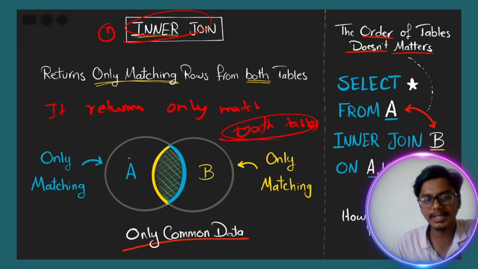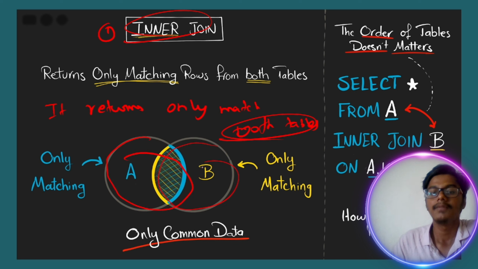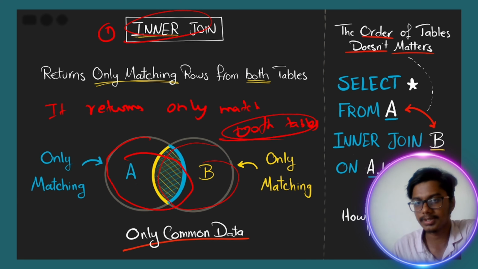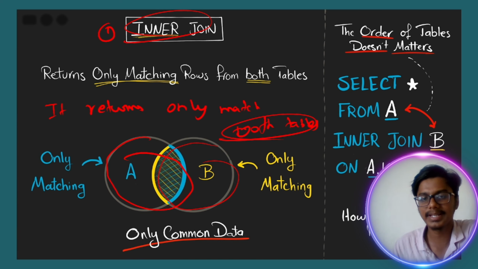So how does it work? Let me consider this is A. This is table 1 and this is table 2. We want only the matching columns in between the two tables. That's how it works. So let me explain how it works.